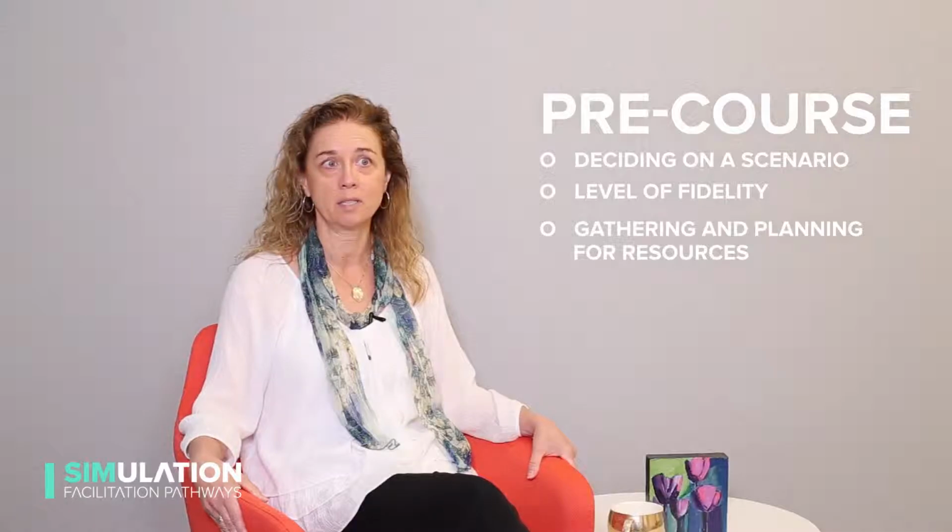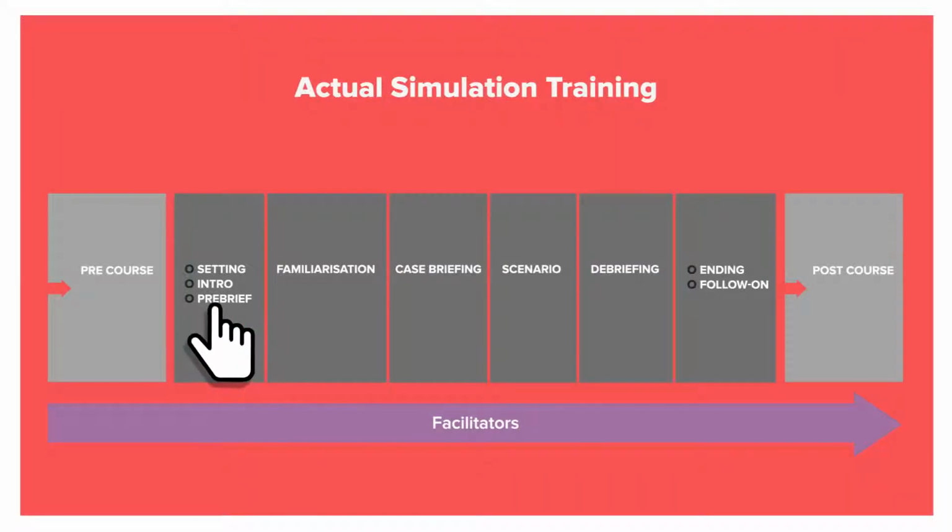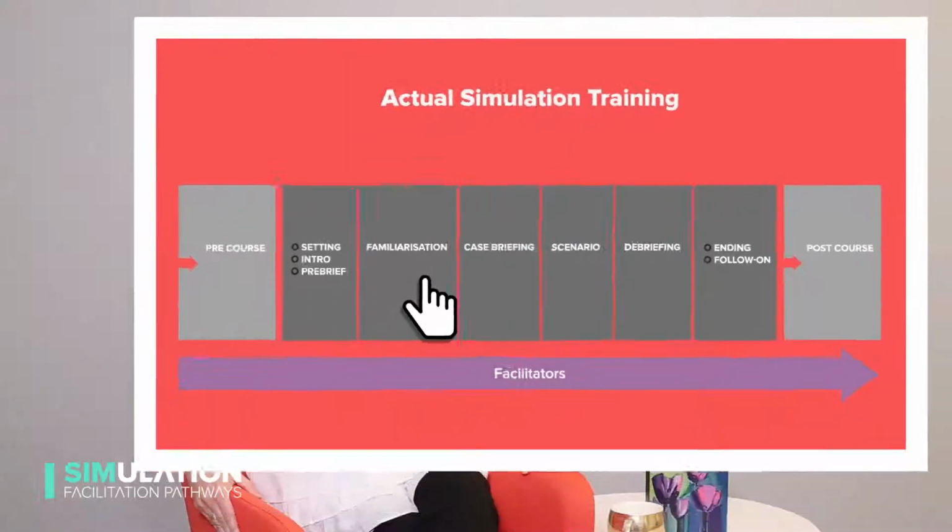Before the sim happens, gathering and planning for necessary resources during the actual simulation is also required. This might look like securing space for the sim event to take place, identifying and gathering supplies that will be needed for the simulation, contacting simulation participants and facilitators. Find out about pre-briefing, familiarization, case briefing, and more in the Stages of Simulation pre-scenario video.